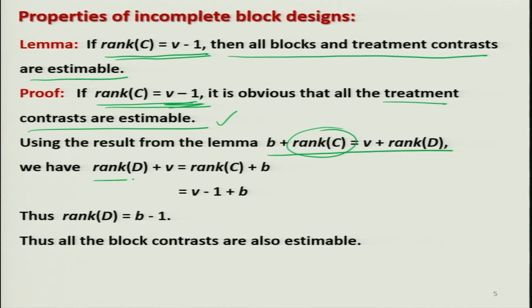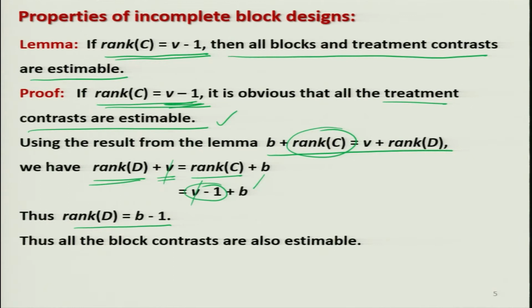So, then rank of D plus V is equal to rank of C, which is V minus 1 plus B, and so this V cancels out, and we get rank of D is equal to B minus 1. So now, if you try to see what we are doing, rank of D becomes equal to B minus 1, and because of the same reason which you have given here, when rank of C is equal to V minus 1, then all the treatment contrasts are estimable.